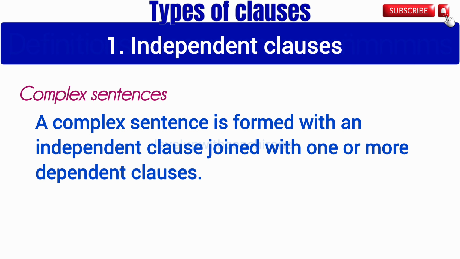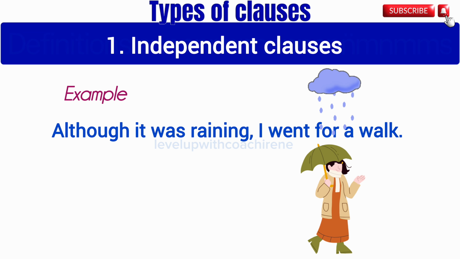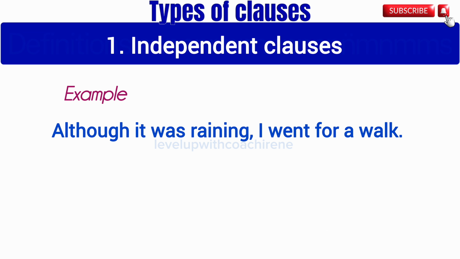Independent clauses can also be used to form complex sentences. A complex sentence is formed with an independent clause joined with one or more dependent clauses. For example, although it was raining, I went for a walk. I will be talking more on different types of sentences in my next video. For the purpose of this video, let us continue to talk about clauses.